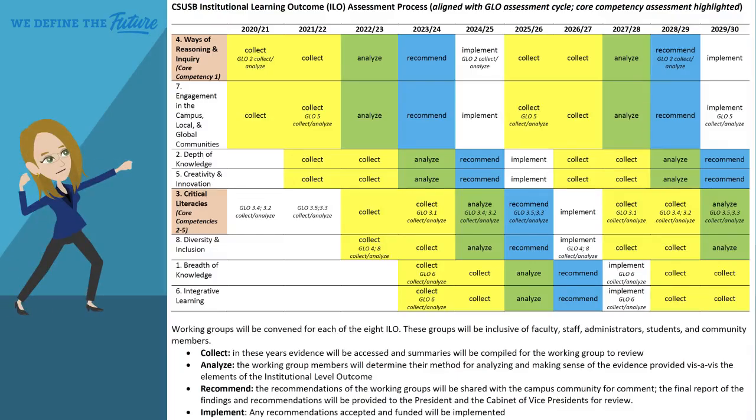This is it, part 1 of the ILO assessment plan for California State University, San Bernardino. This is the timeline and the general process for the assessment of each ILO. Since the assessment of ILO is informed by the assessment of the general education learning outcomes and the assessment of the WSCUC core competencies, these are highlighted in this graphic.